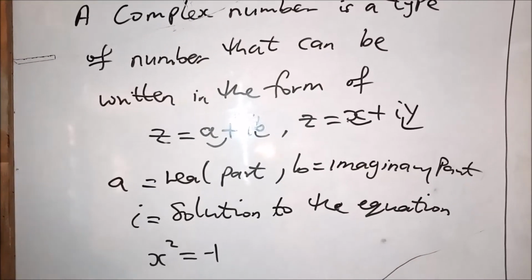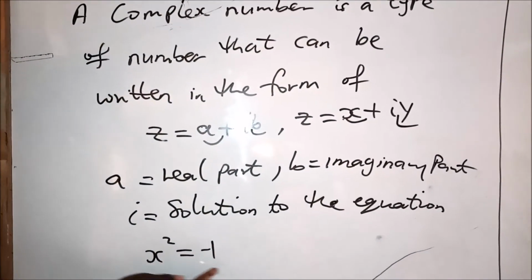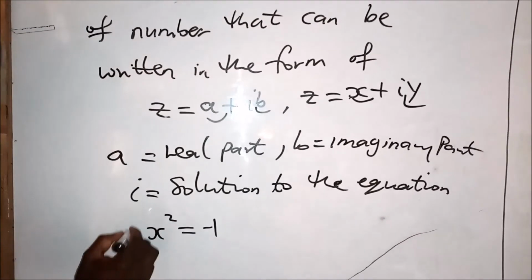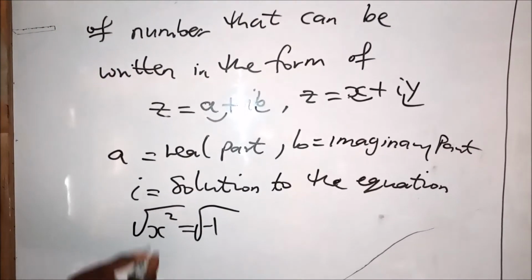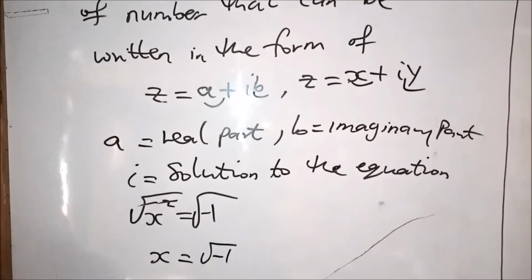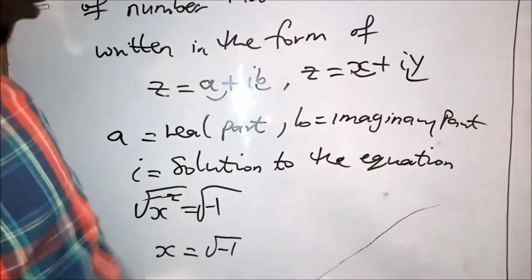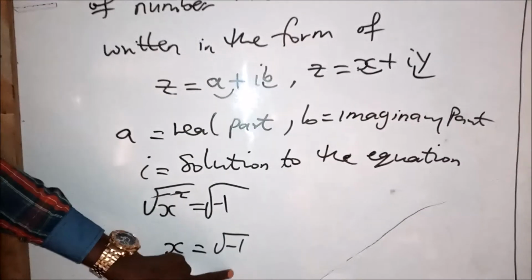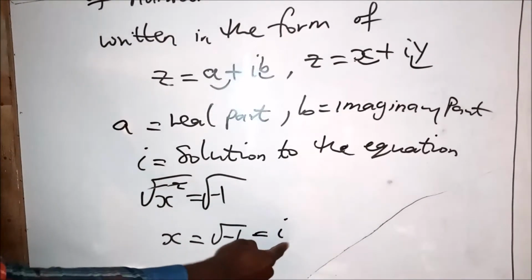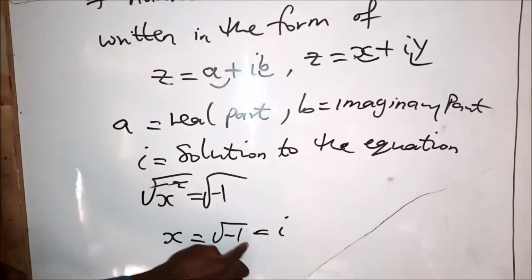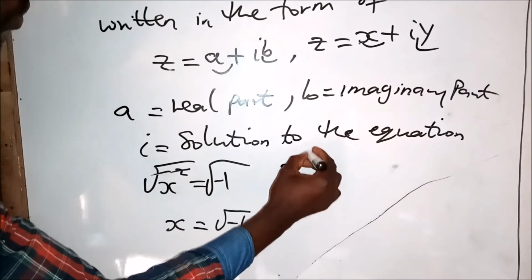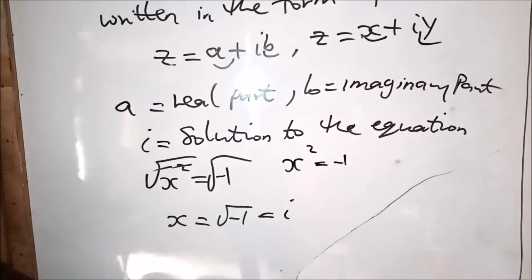In general mathematics, when we have this as our equation and we try to find the value of x, we take the square root of both sides of the equation, and we have that x is equal to square root of minus 1. But this particular square root of minus 1 has this expression, small i. So whenever we talk of small i, we're talking about square root of minus 1, which is obtained as a result of solving the equation x squared equal to minus 1.